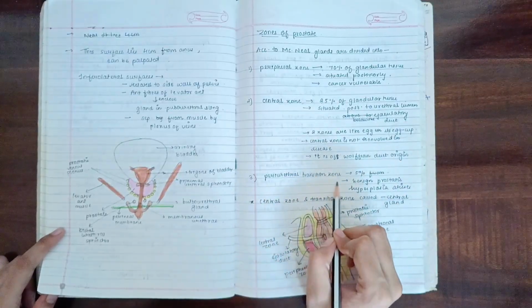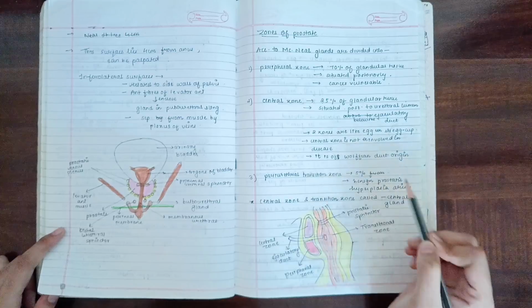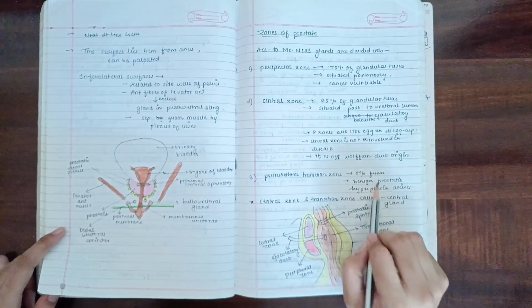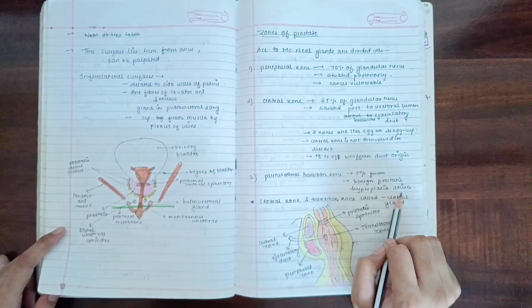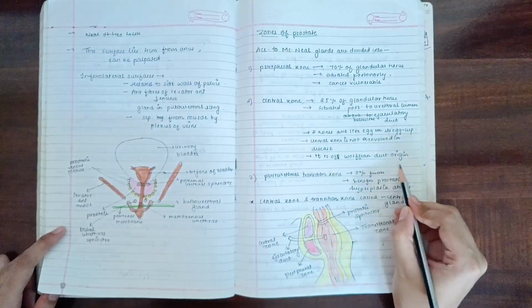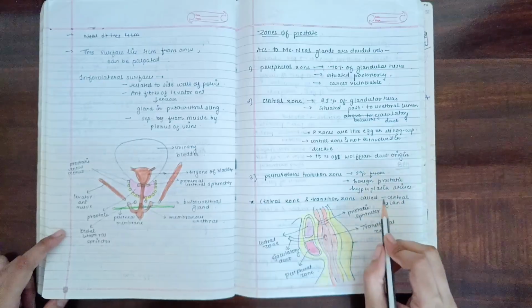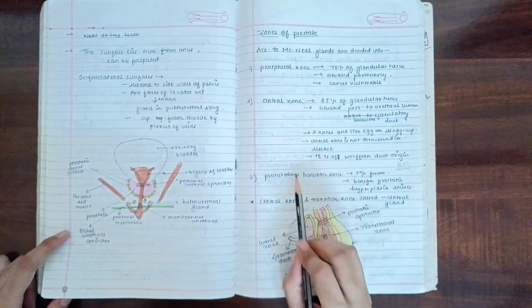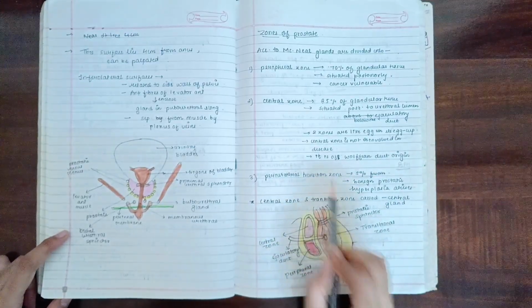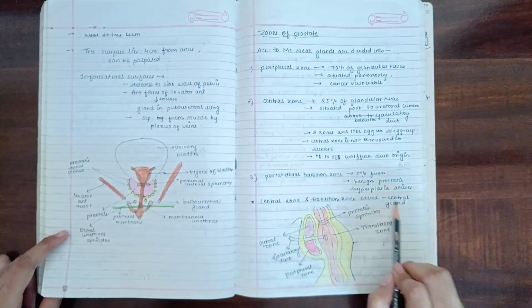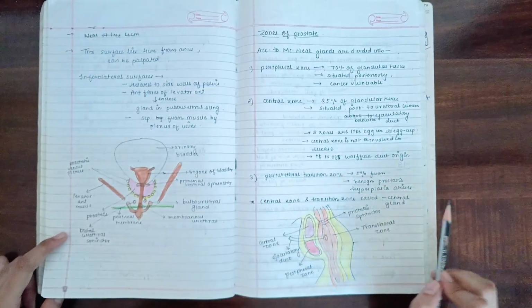Periurethral transition zone, which is 5%, is the most common part causing benign prostatic hyperplasia, which is more common, and it occurs in the periurethral and transition zone. Central zone and transition zone together are called the central gland.